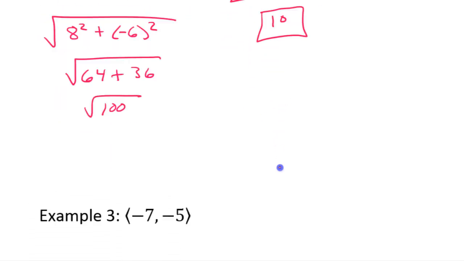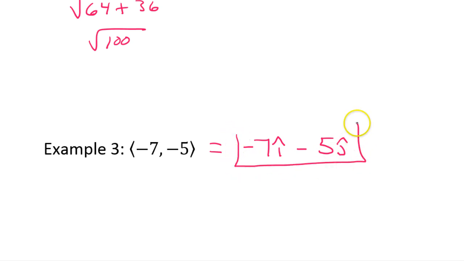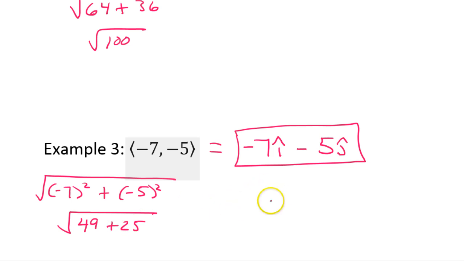Okay, example 3. I guess we're using the same directions still. So in unit vector form, this would be negative 7I minus 5J. Okay, that's all there is to that. And then the good old magnitude, we do negative 7 squared plus negative 5 squared. So that's going to be the square root of 49 plus 25. So that's going to be the square root of 74.